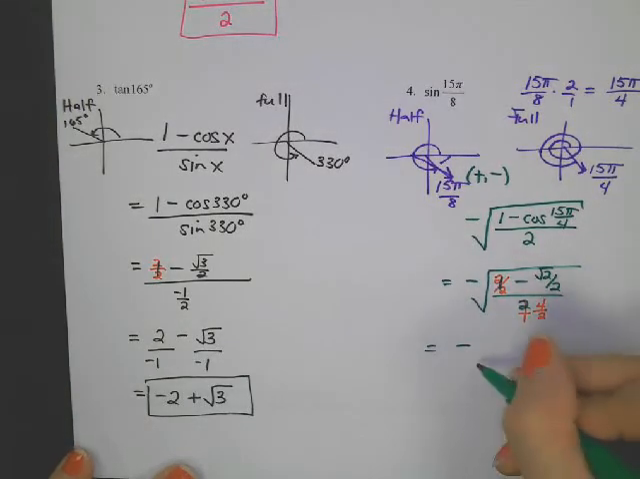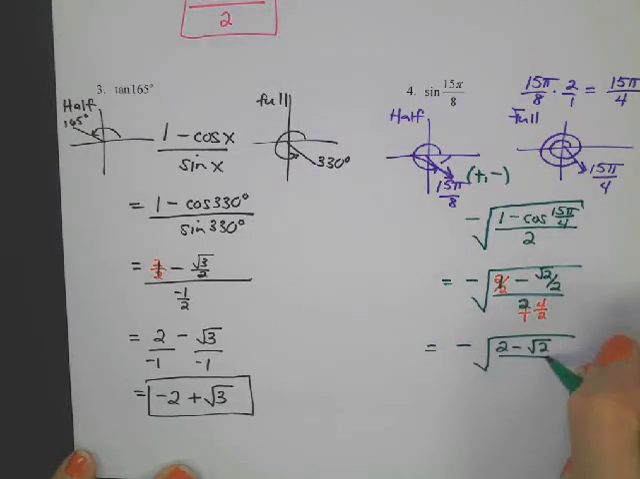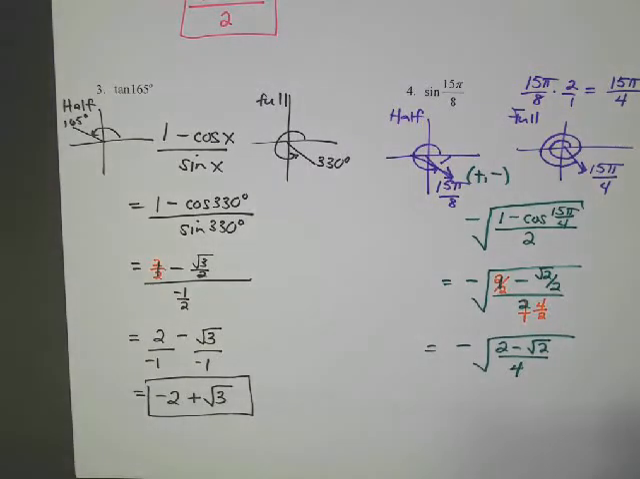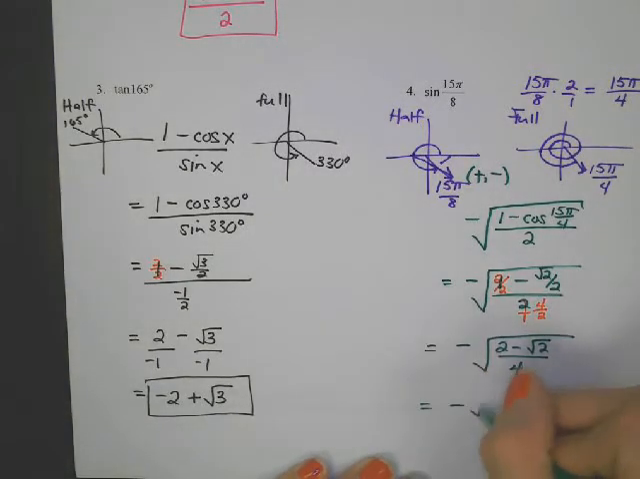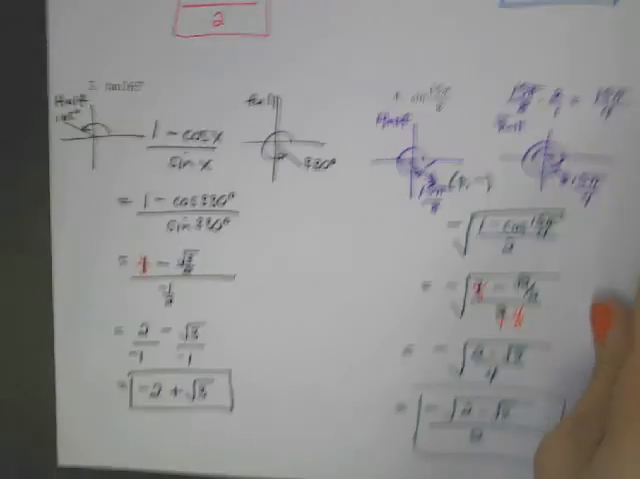So we've got a negative outside. In the radical, we have 2 minus radical 2 over 4. Can a 4 come out of a radical? Absolutely. Negative square root of 2 minus radical 2, all over a plain 2. Of course, all the answers start to look like each other, because radical 2 over 2 and radical 3 over 2 are our only options. How about another tangent one?